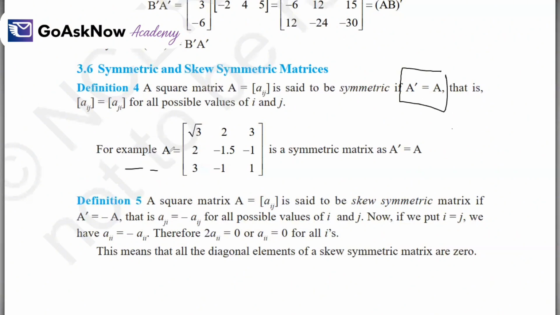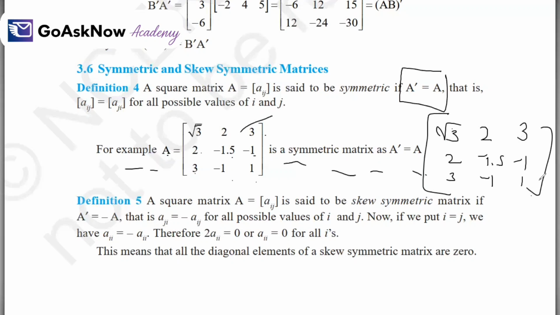See here, this is very important that A dash is equal to A only. For example, if you have a matrix [root 3, 2, 3; 2, minus 1.5, minus 1; 3, minus 1, 1], it is a symmetric matrix, that is, A dash equal to A. Just take the transpose here, what will you get? Root 3, 2, 3. Then here you will get 2, minus 1.5 and minus 1. Then 3, minus 1 and 1. See here you can verify that this A dash is equal to A only. So A is equal to A dash is proved here. That is why this is a symmetric matrix.